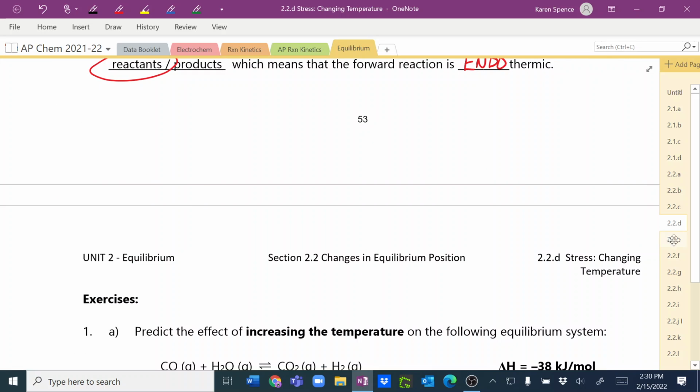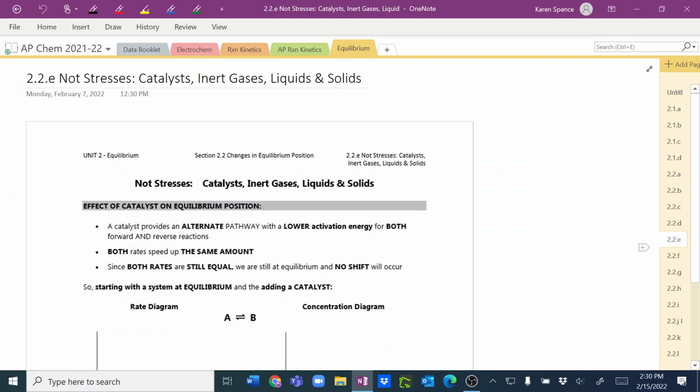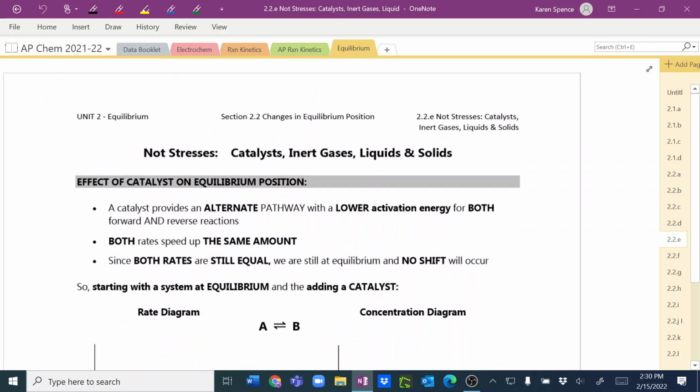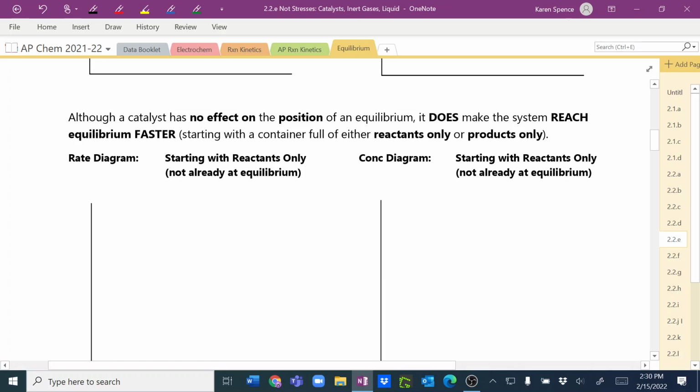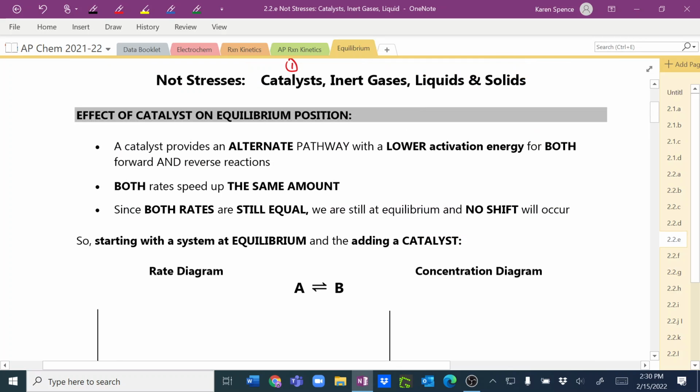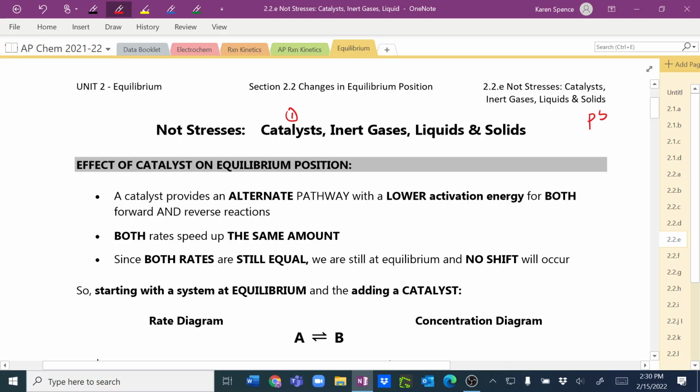Oh, exercises, good. Okay, moving on to 2.2e. These are the things that are not stresses, so basically you don't have to worry about them very much. So this is on page 57. Things that are not stresses.